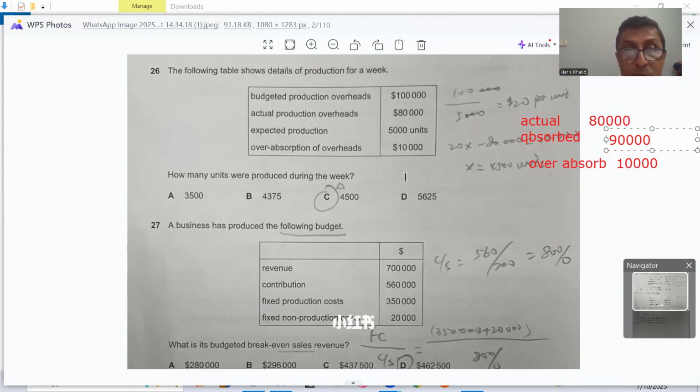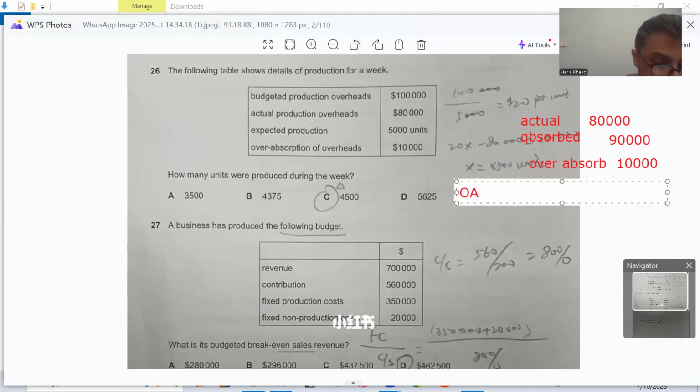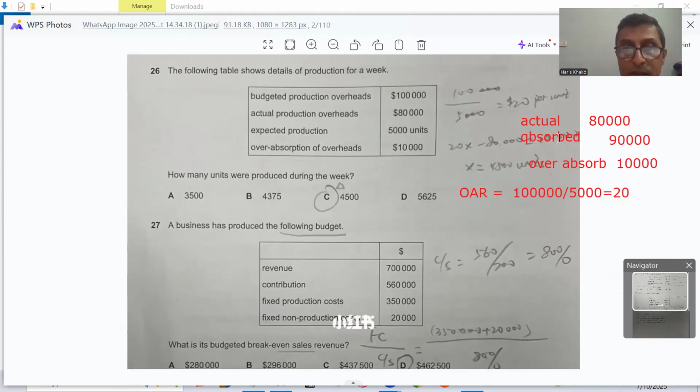Now we have to calculate units. Sir, how are we going to do that? We need to find OAR first. OAR means budgeted overheads divided by budgeted hours or budgeted units. Budgeted overheads are 1 lakh divided by expected production, or budgeted units, 5,000. So the OAR is 20 per unit. So whatever the units are, they are supposed to be multiplied by 20 to get 90,000, right? So 90,000 divided by 20, we will get the units, and that is 4,500. Yes, we have to go reverse. That is going to be the units produced, 4,500.